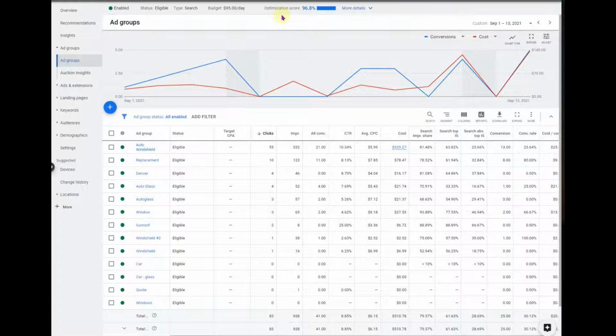Okay, so the second thing that you really need to do is make sure you have a good negative keyword list that is applied at the campaign level that you're testing. If you do not have a good negative keyword list set up, it's not the right thing to do. Don't do it. Don't apply this bid on your campaign.